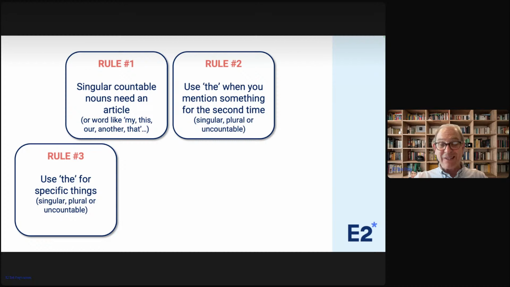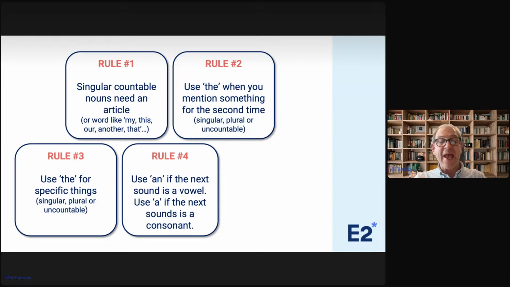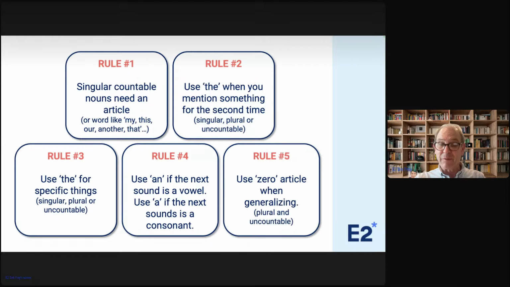The chair under the table is made of wood. Which chair? The one under the table. The one we're referring to, the definite article. Use an if the next sound is a vowel. Use a if the next sound is a consonant. An ostrich. A koala. And use zero article when generalizing. Trees need water. Boats float on the ocean.